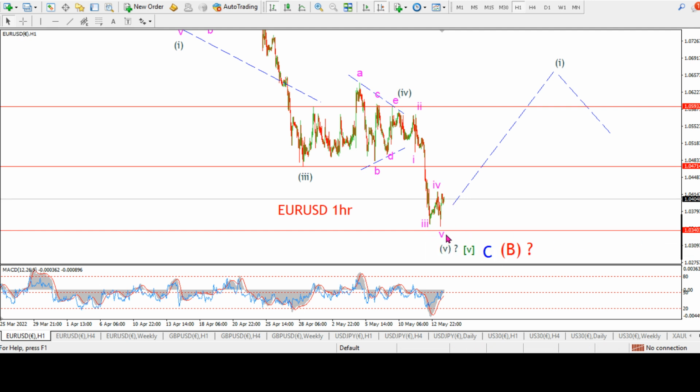So far we've held above that. I don't know whether we break it or not. If we do, all the better. If we do break it, it doesn't really change things other than the pattern becomes an expanded flat. If we don't, all the better. We just rally back out into wave 1. I'm looking at that wave 4 high, that's 105.93. That's where I'm looking at next week.